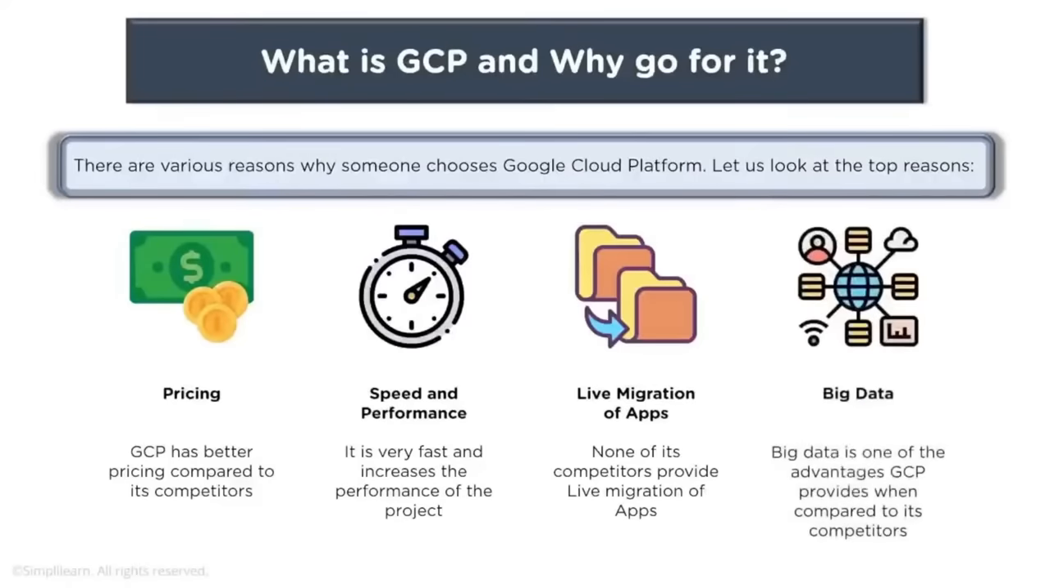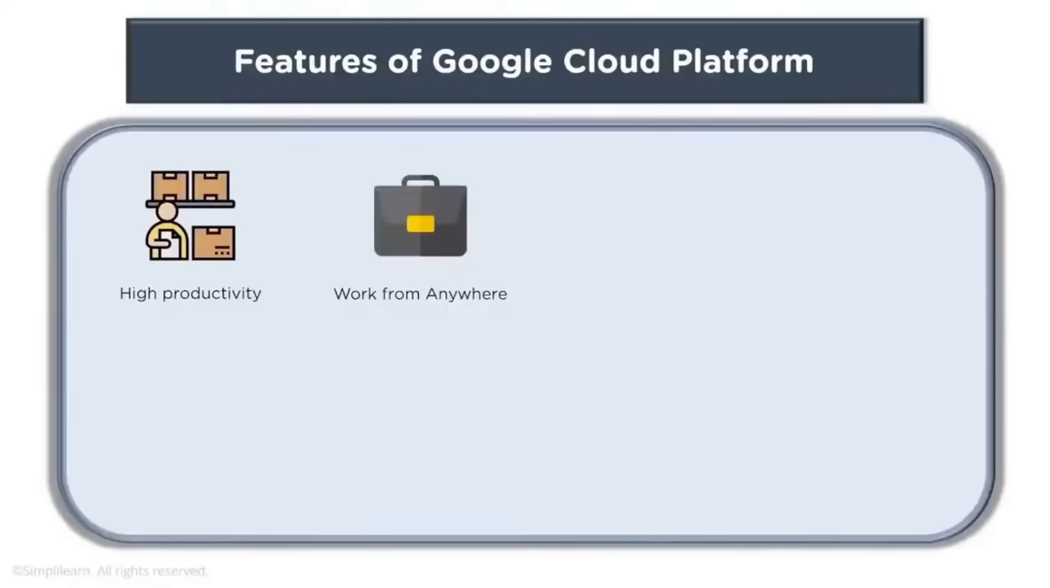When you talk about big data, Google Cloud has various offerings in the big data space, and that's one of the advantages of GCP in comparison to other competitors. You have different services for your big data needs, such as Pub/Sub for a publish-subscribe messaging system, or Dataproc, which basically allows you to spin up your Hadoop and Spark clusters to run your different jobs and so on. So when we talk about features of Google Cloud Platform, it offers high productivity because you are using resources based on the same infrastructure which Google uses for its own different use cases. You can work from anywhere provided you have an internet connection, and you can connect to the cloud platform and use different services offered via web.